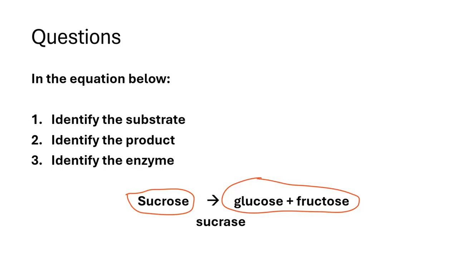So sucrose is our substrate that is going to fit into the active site of our enzyme, which is sucrase, right? You recognize the enzyme because it has an ASE ending on it. Sucrase will help to bring about the conversion of sucrose into the products of glucose and fructose, which will then leave the active site. The enzyme sucrase can then go back, accept a new sucrose molecule, and convert it to glucose and fructose.